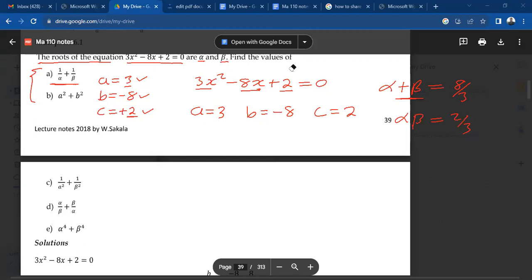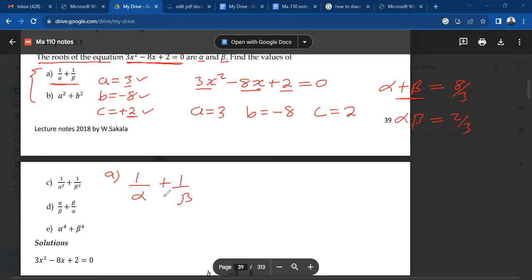Then I'll repeat the question. So the question is here to say this is the quadratic, alpha and beta are the roots, find the value of 1 over alpha plus 1 over beta.